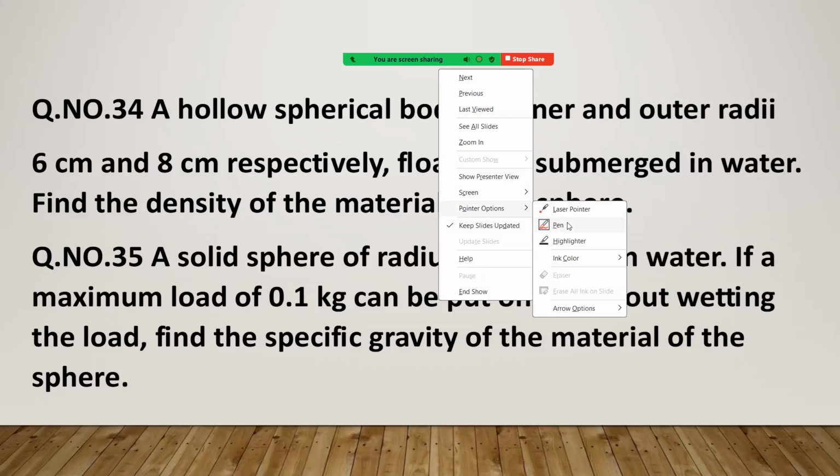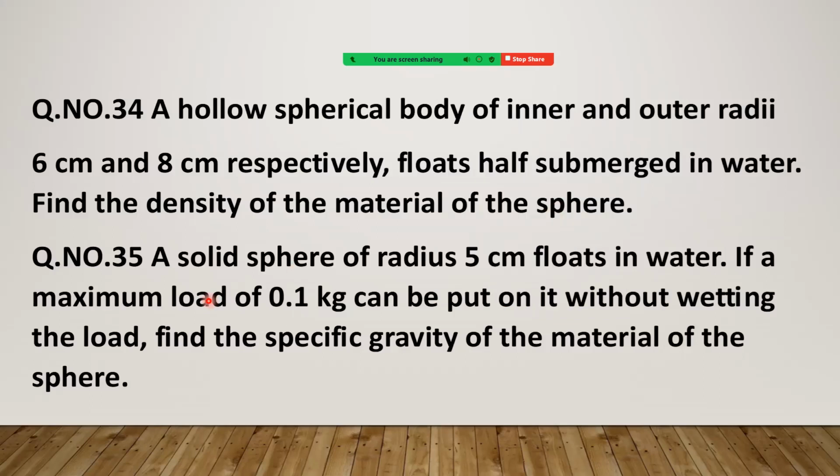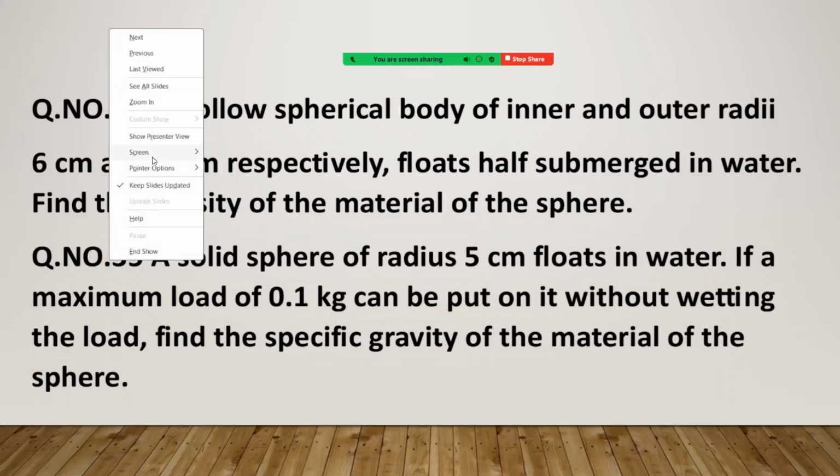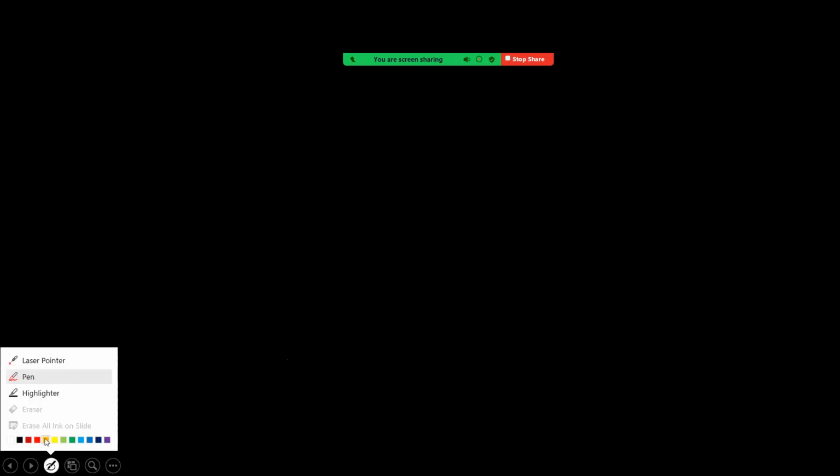Almost the same kind of question we have solved, right? A solid sphere of radius 5 centimeter floats in water. If a maximum load of 0.1 kg can be put on it without wetting the load, find the specific gravity of the material of the sphere, right? Okay, it is again floating. So right now weight is balanced by buoyancy. So almost the same kind of question we have discussed earlier.